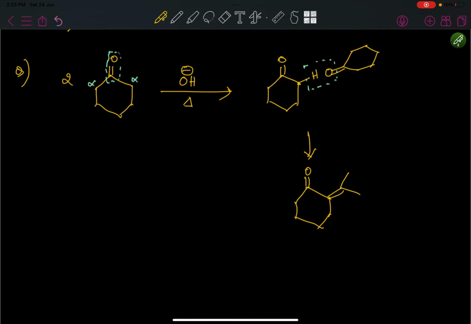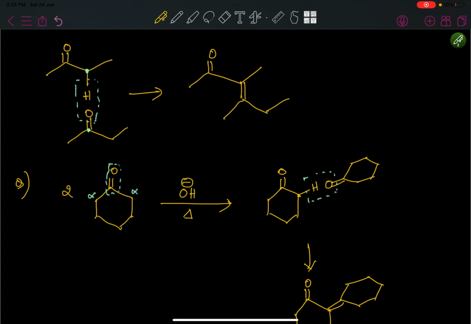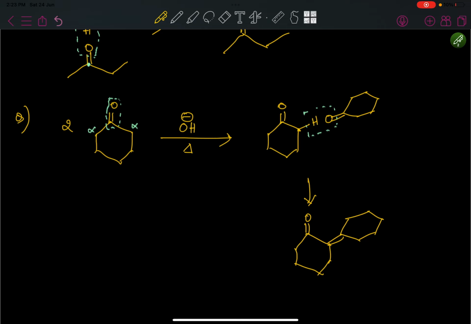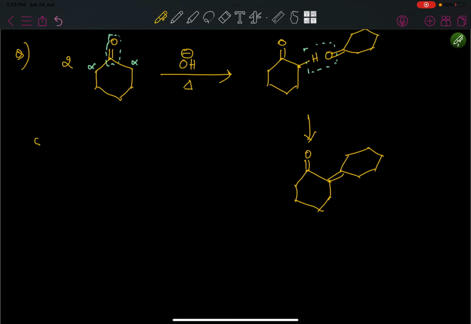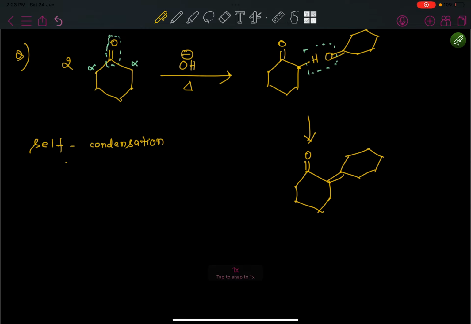Is this what you all got? Yes, I hope you have got this. So this was a NEET 2016 question. It was as simple as this, right? So these reactions whichever we have done till now, it is all like a self condensation. So till now we have only discussed self condensation, or you can also say self aldol condensation, right? These are all aldol condensation.